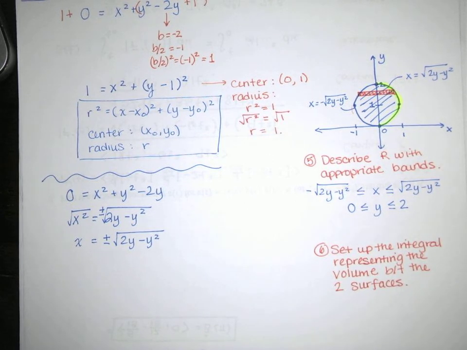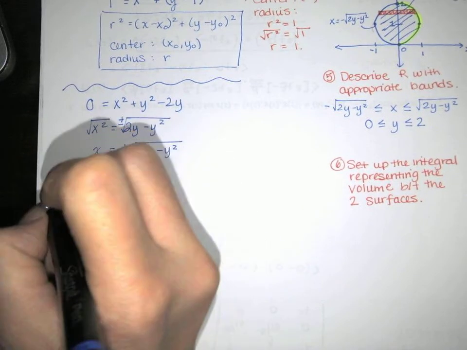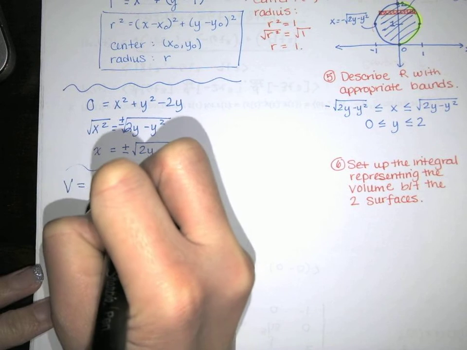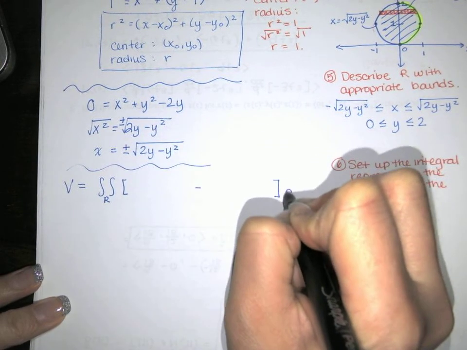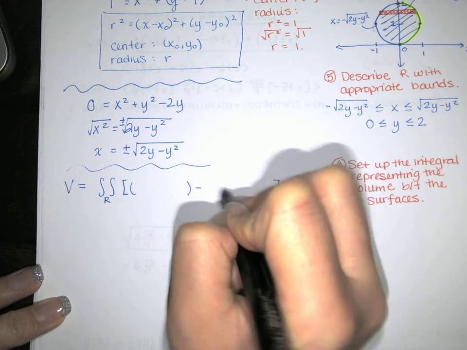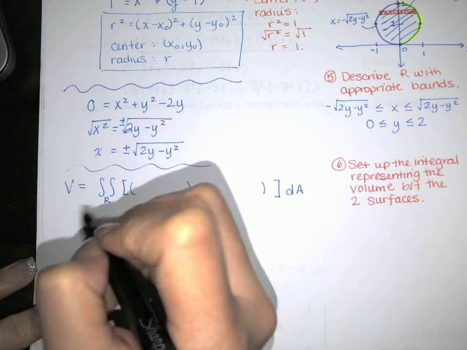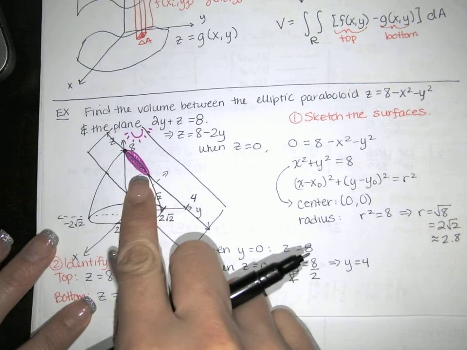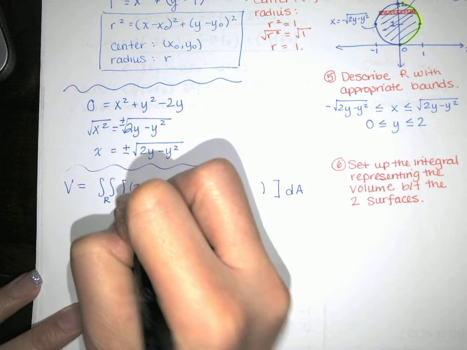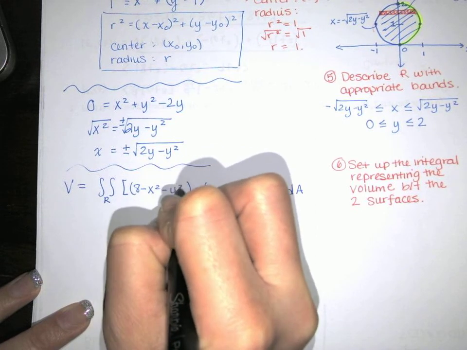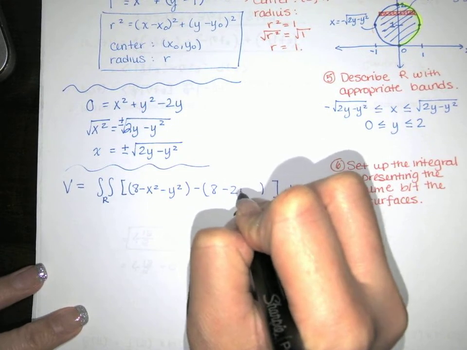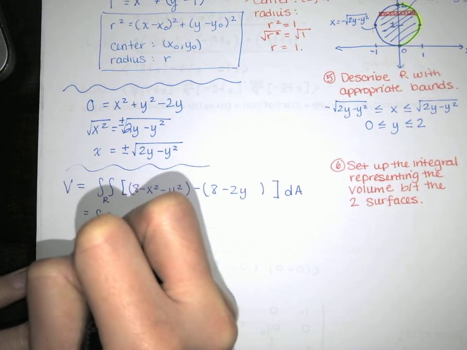Okay, we're right here. We have volume equals the double integral over R of the top function minus the bottom function. And our top function was the elliptic paraboloid. Remember, it's this picture right here. So we've got 8 minus x squared minus y squared. And the bottom function was the plane. It's 8 minus 2y. And then we'll simplify.